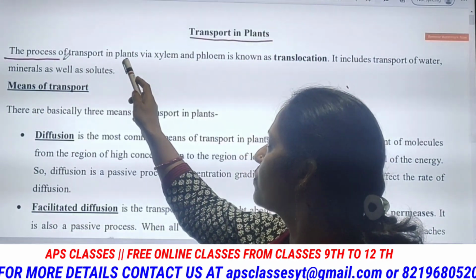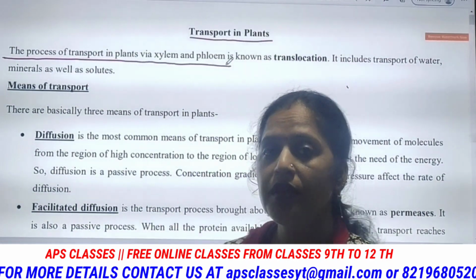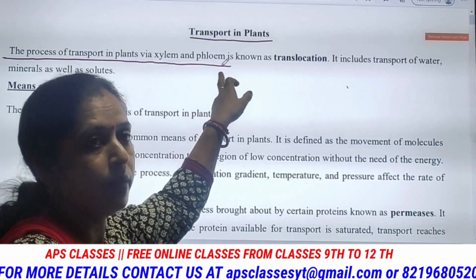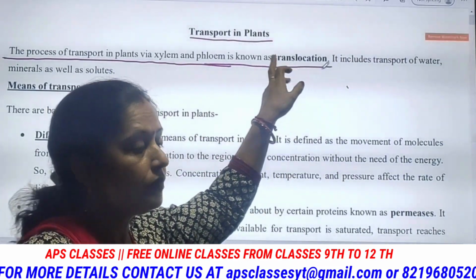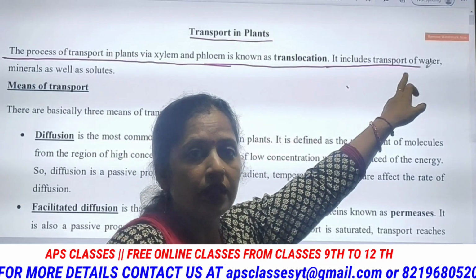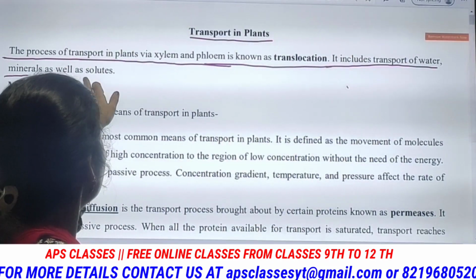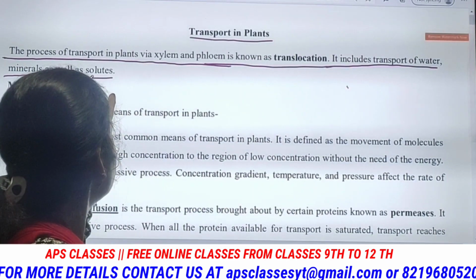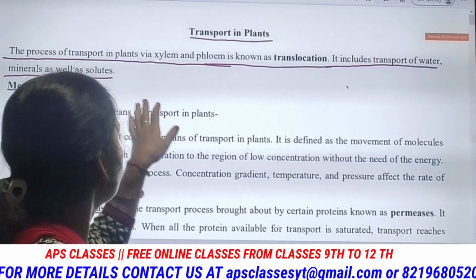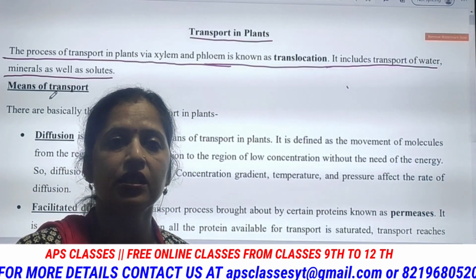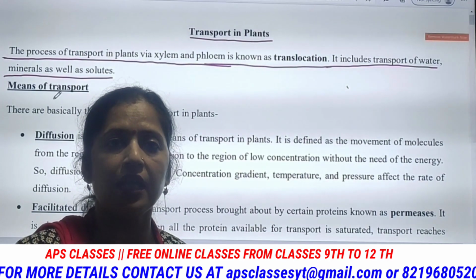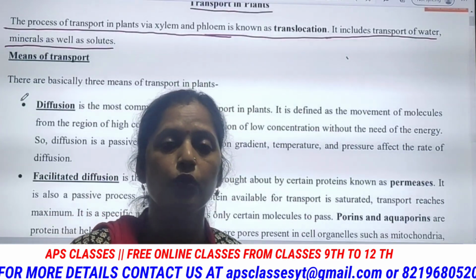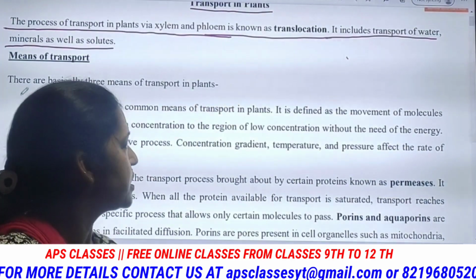The process of transport in plants via xylem and phloem. That means the main transportation in plants that takes place with the help of xylem and phloem is known as translocation. It includes transport of water, minerals as well as solutes. So this is the process of transport in plants that takes place with the help of xylem and phloem, and that process is known as translocation, and it includes the transport of water, minerals as well as solutes.